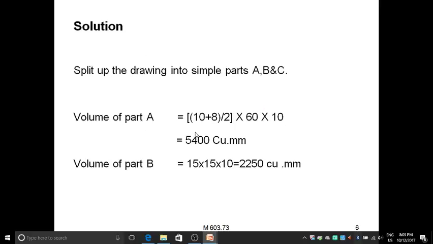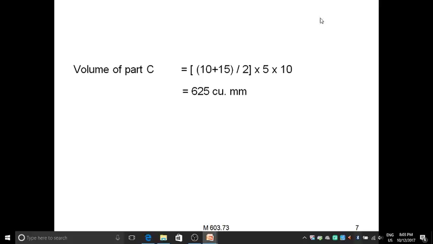So you will get the volume of part A, or section A, in cubic millimeters. Similarly, part B is a rectangular cross section, 15 into 15 into 10. You will get the volume in cubic millimeters. Similarly, you calculate the volume of the portion C, A plus B by 2.